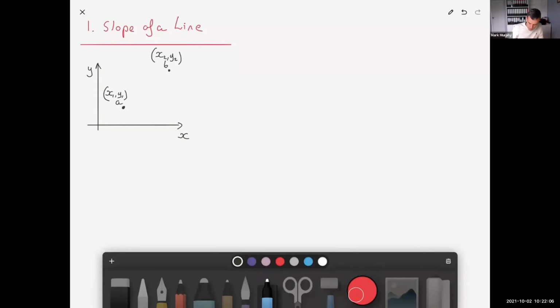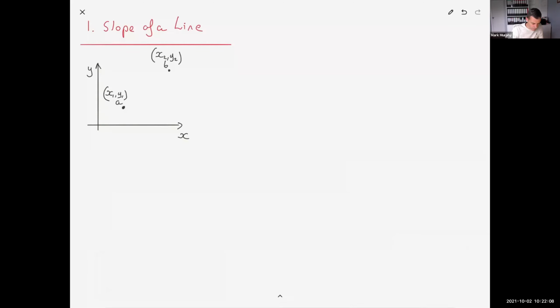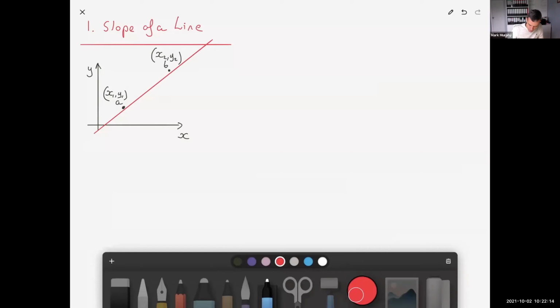Okay, so let's draw a line between them. I'll try and get it between the 2 points, not so easy. Okay, not too bad. I'll just make the points bigger. So that's A, and that's B. Okay, now, so we just have 2 points, and we're going to try and find the slope between them, okay?